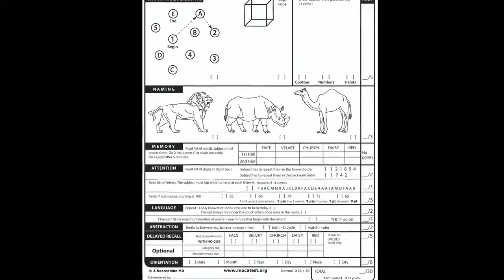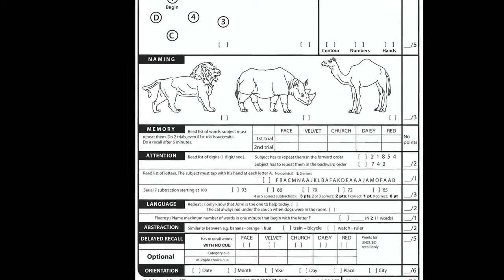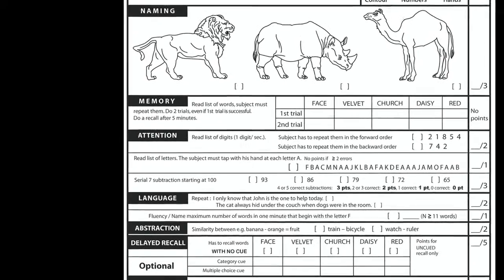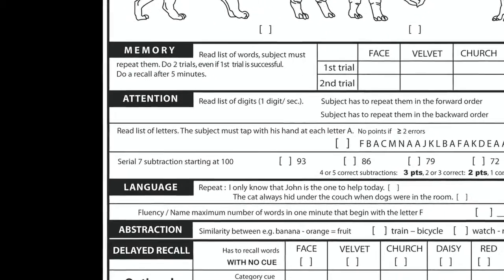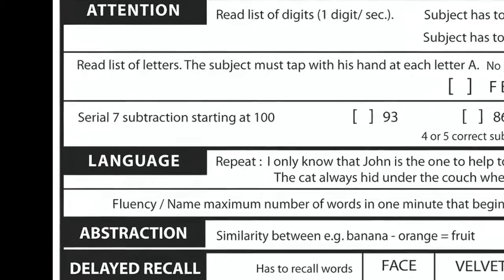Okay, so again, the way this scoring goes, if they get 2 correct, it's a score of 1. If they get 3 or 4, the score is 2, and if they get all correct, the score is 3. Section 5 of the MoCA looks at language. Here in this demonstration, we ask the patient to repeat specific sentences as demonstrated.